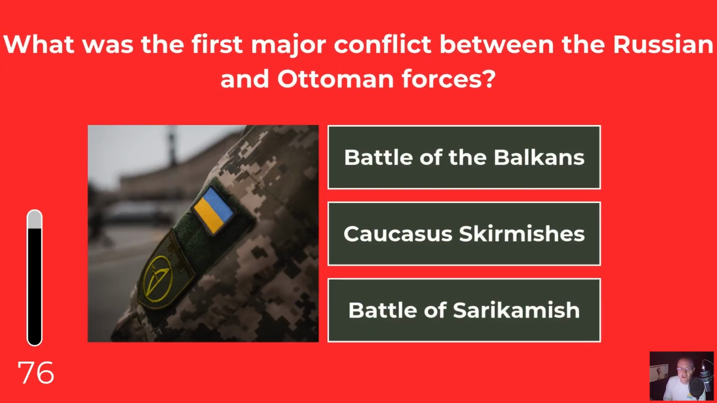What was the first major conflict between the Russian and Ottoman forces? The Battle of the Balkans, the Caucasus skirmishes, or the Battle of Sarikamish?